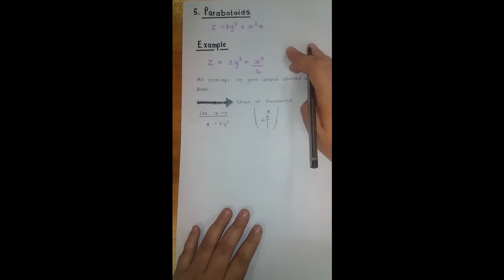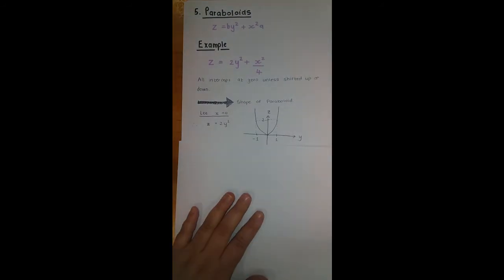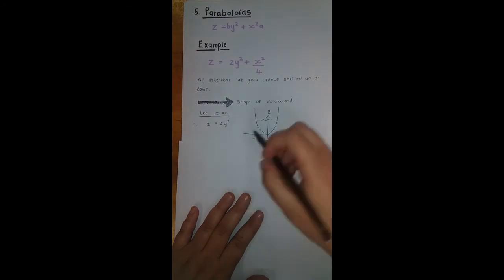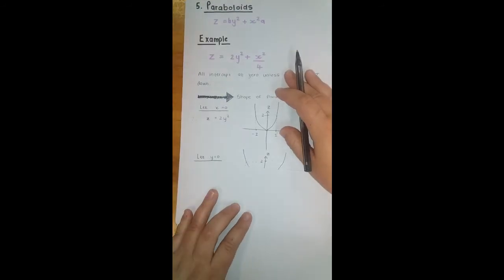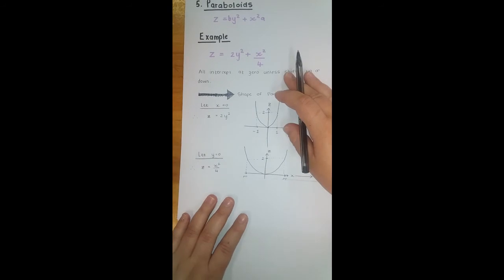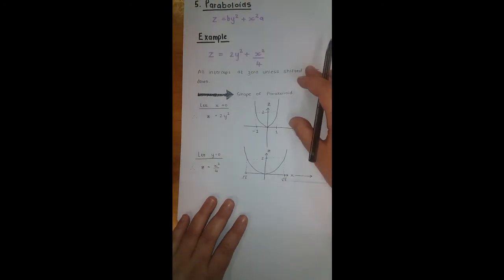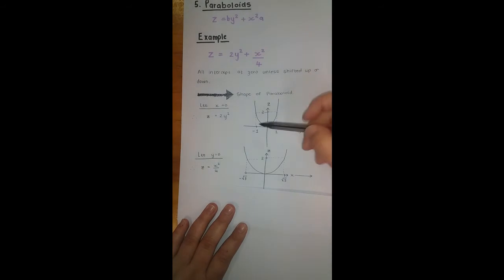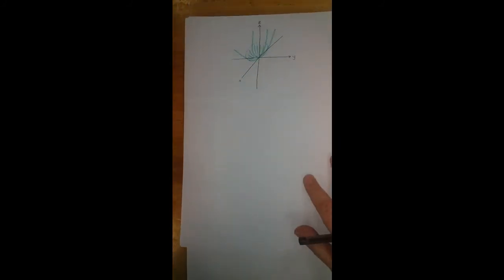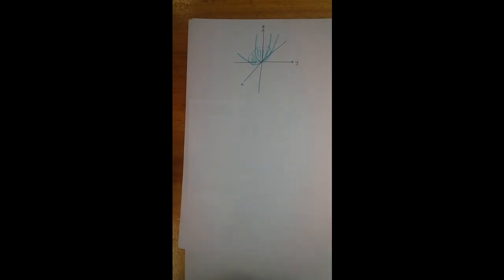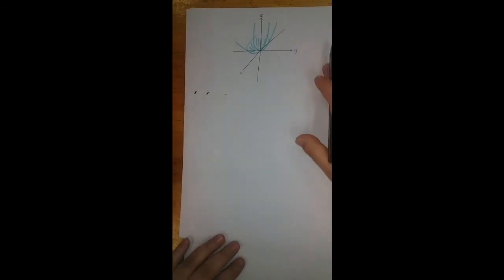So to get the shape of your paraboloid, let's say x is equal to 0, so you'll find z is equal to 2y squared. On the zy plane, this is what it would look like. And then if you say y is equal to 0, you'll find that z is equal to x squared over 4, and on the zx plane, this is what it would look like. So then you have an idea of the two sides of the paraboloid, and you can sketch your paraboloid as follows. That just gives you an idea of what the paraboloid would look like.